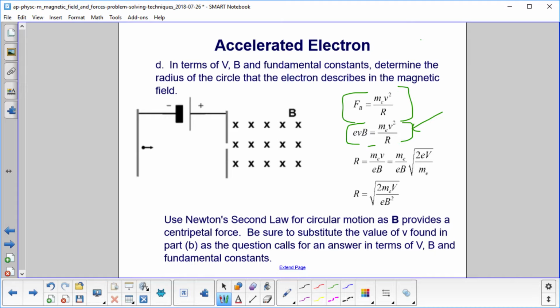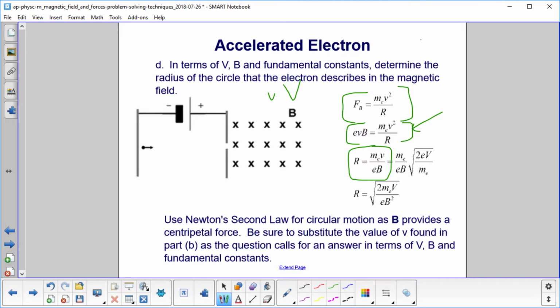Now please do not stop here. You might say, hey, here's the answer. Frankly, that's what we had in the presentation. But the question asked to have answers in terms of fundamental constants and the given. We were not given the velocity. We were given voltage. Notice the difference there. So what you have to do to get full credit now is substitute in the value for velocity that you found in the previous one.